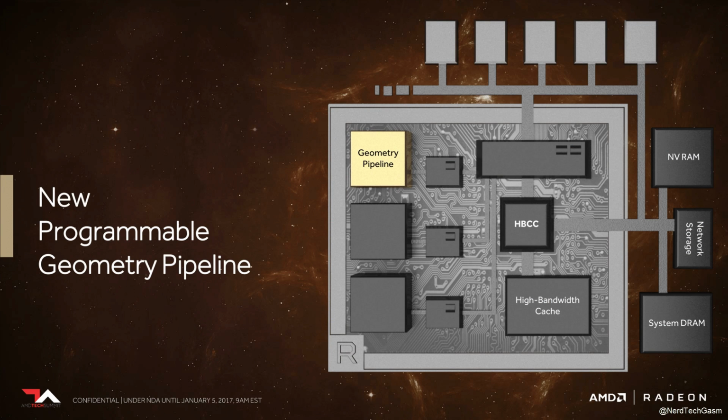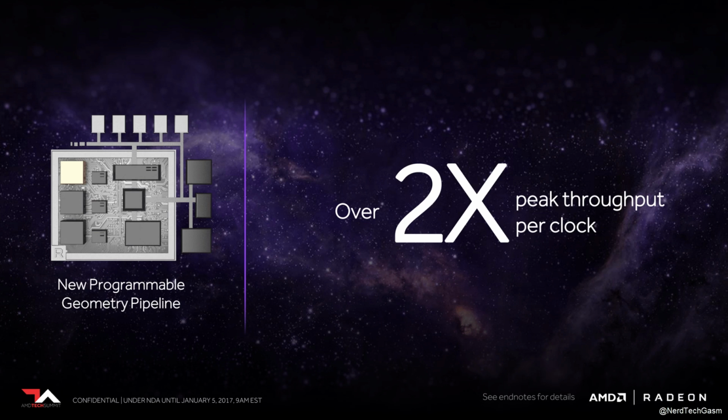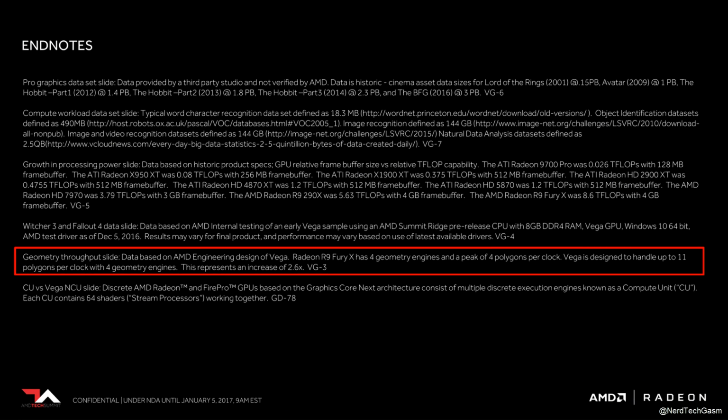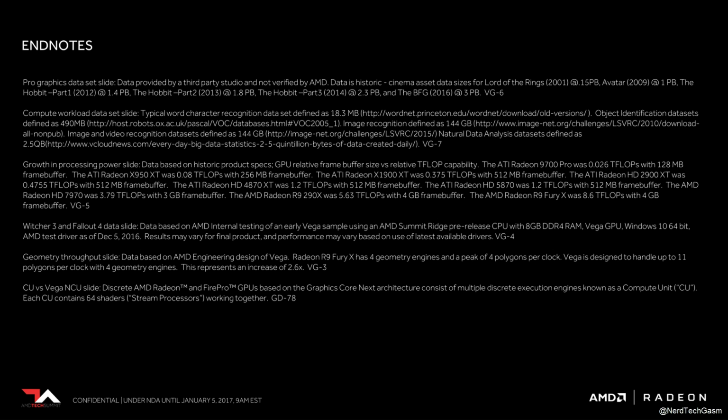Let's return to Vega and how the shift to the rasterizer tiling will force its front end to drastically boost geometry processing. AMD claims that Vega's geometry engines have been improved to offer more than 2 times the triangle output. When we look at the footnotes, it specifies Vega is capable of 11 triangles per clock, or 2.6 times the increase. Why are they dialing it to 11?